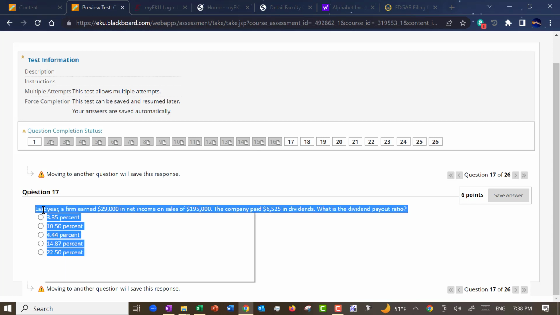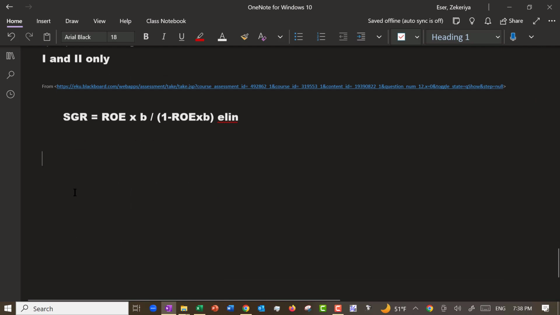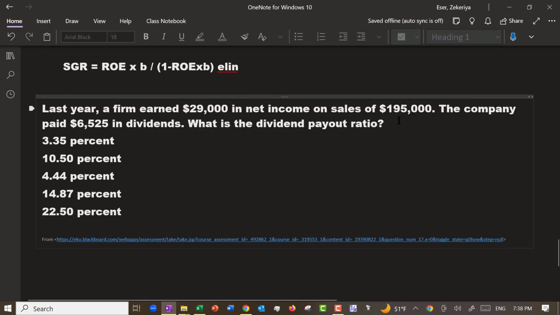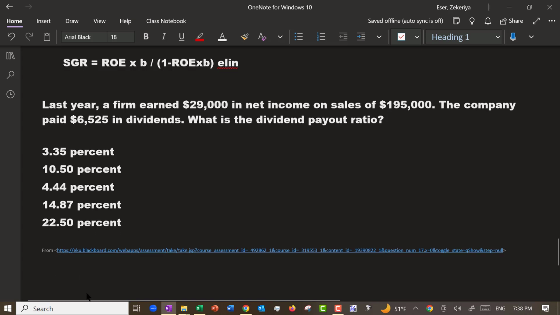Let's copy this. Firm earned $29,000 in net income on sales of $195. Company paid $65.25 in dividends. What's the dividend payout ratio? Somebody calculate it and tell me, please. It's not terribly complicated.